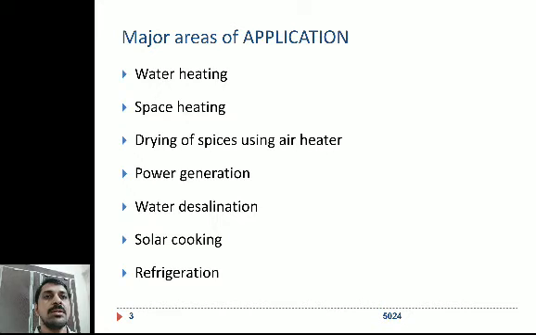So these are the major areas of application of solar thermal energy. Mainly, solar thermal energy is used as such for water heating. You might have seen in many places the solar water heaters, different types of solar water heaters. Space heating, especially applicable for cold countries where the house or the closed space is to be heated for comfortable living. Then drying of spices using an air heater. Solar air heater could be used to dry the spice naturally.